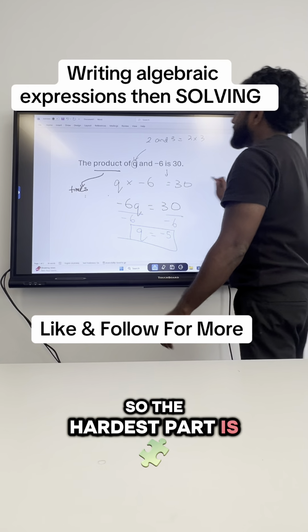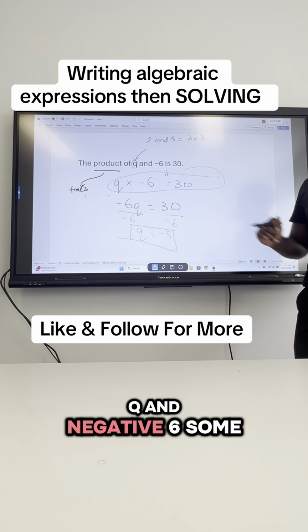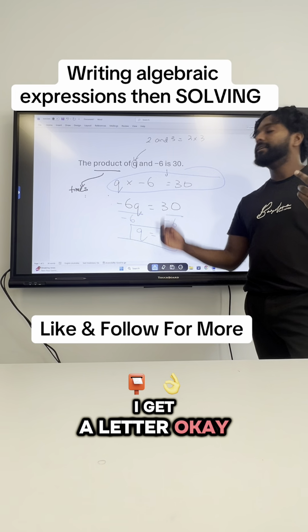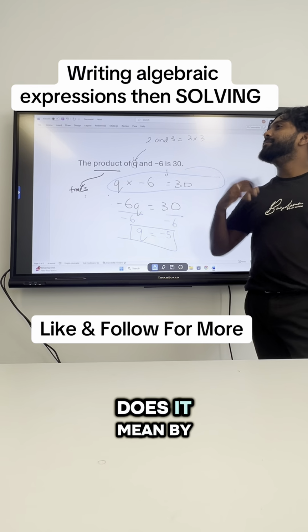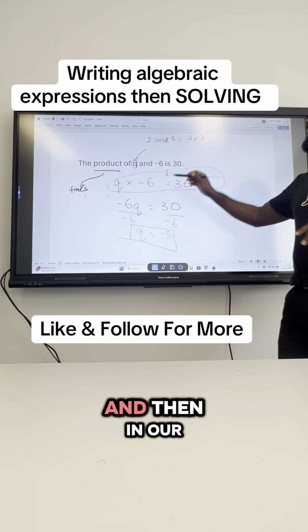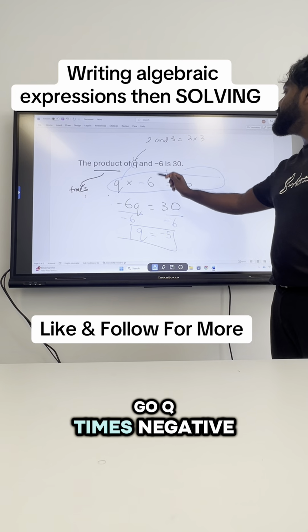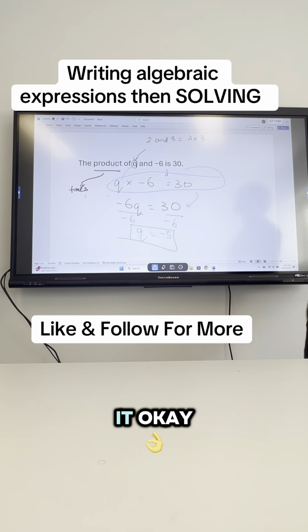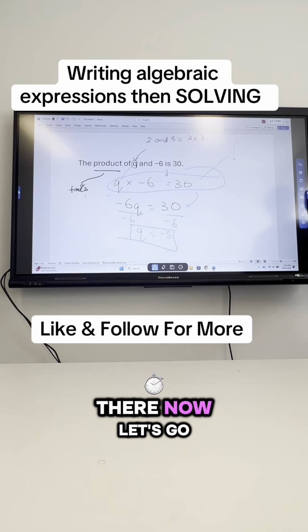So the hardest part is actually understanding what the word product means, q and -6. Some people are like, I don't know what to do when I get a letter, okay? So with q, just ask, what happens if there was a number there? 2 and 3. What does it mean by the product of 2 and 3? 2 times 3, okay? And then in our scenario, we've got q. We don't have 2. And then we're going to go q times -6. The word is, the word equals, and then you're solving it, okay? So that first part is the hardest part there. Now let's go on to the next one.